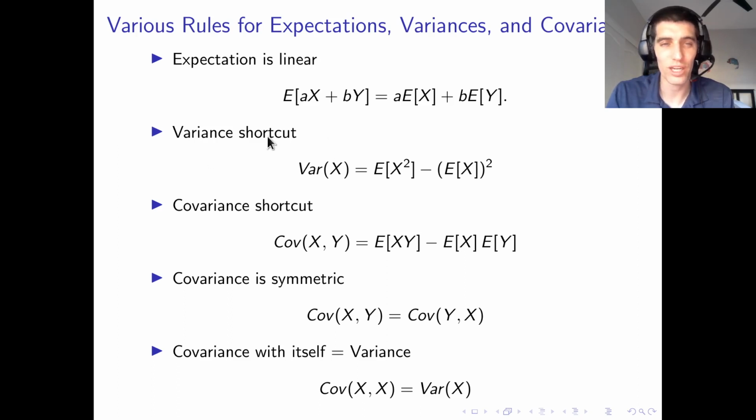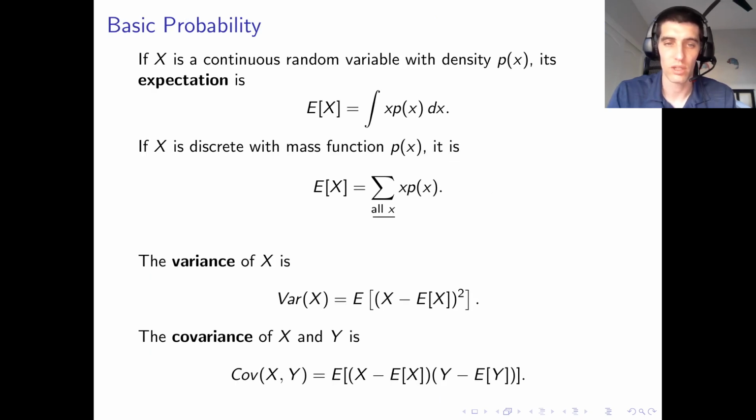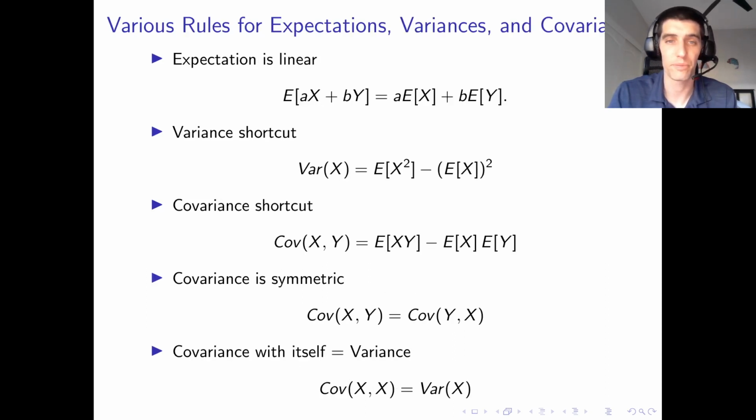We have a variance shortcut. I also mentioned this in a previous lecture. Variance can be written as the expectation of the square minus the square of the expectation. If you have not seen that, you can just write out the definition, expand the square, distribute the expectation, and get it.